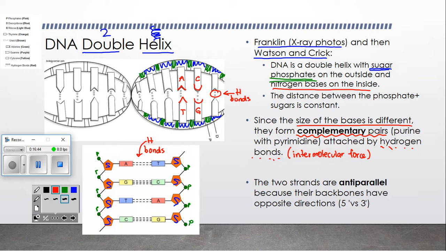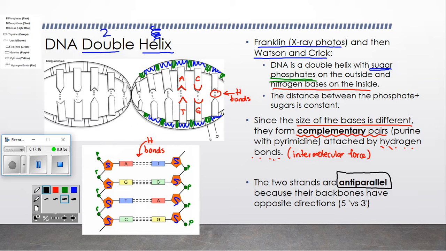So when we say that DNA is complementary, it's because we have a purine on one side, pyrimidine on the other side, and they're attracted to each other, held together by this intermolecular force of a hydrogen bond. The other thing that's true is that the two strands are what we call anti-parallel. Now the top picture does not do a good job of showing this. The bottom picture does a better job.